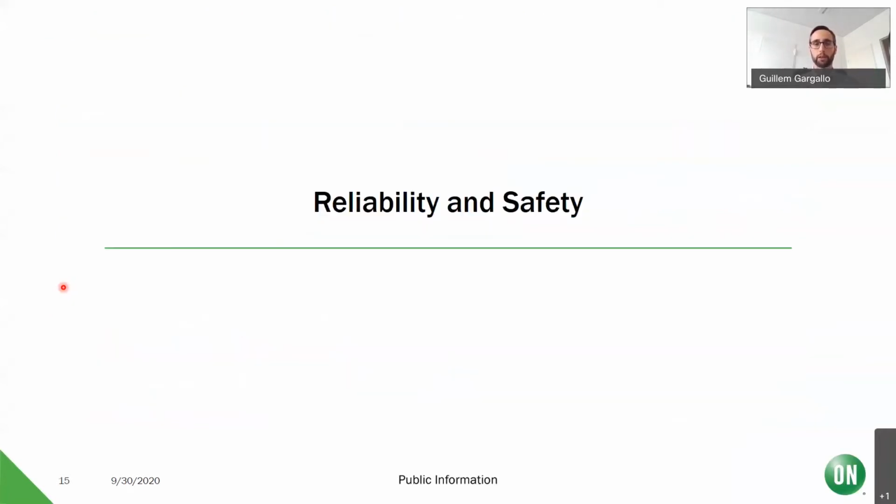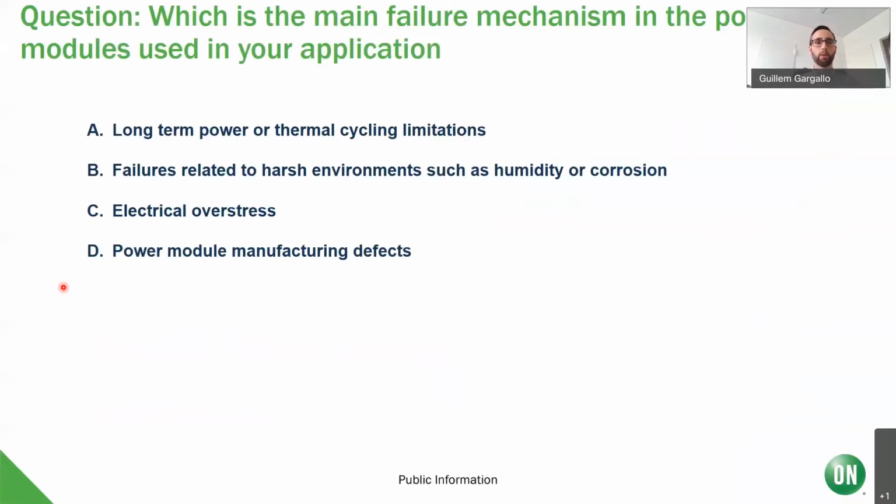So now I will introduce some of the reliability and safety features, but before I move into that, let me ask you another question. Which is the main failure mechanism in the power modules used in your application? Is it often a long-term power and thermal cycling limitation of the package and technology? Is it failure related to harsh environments such as humidity or corrosion? Is it more often electrical overstress, or a power module manufacturing defect?